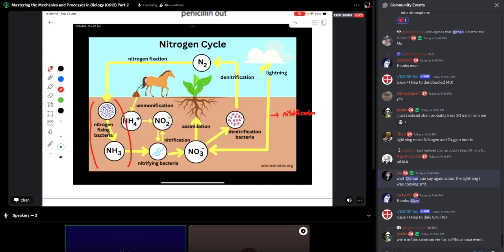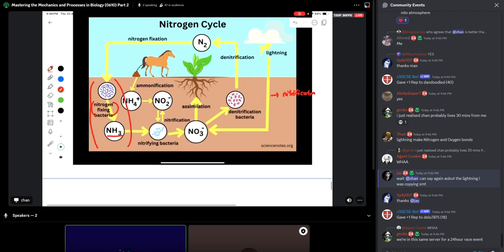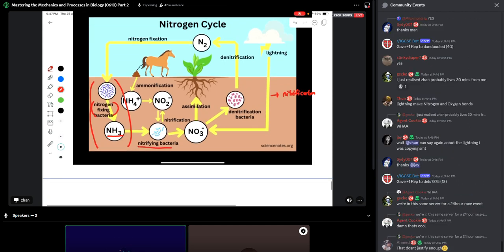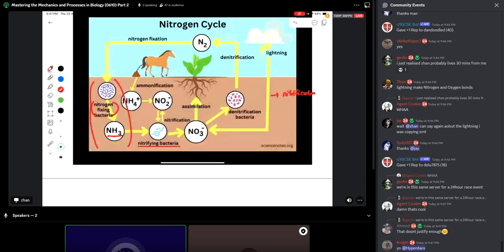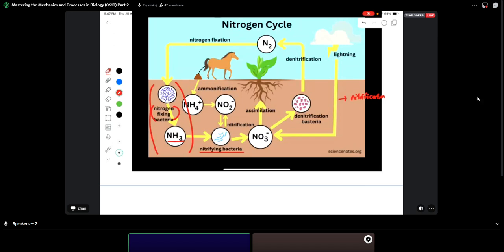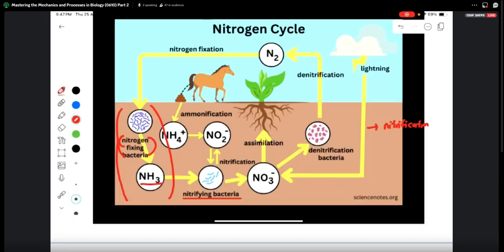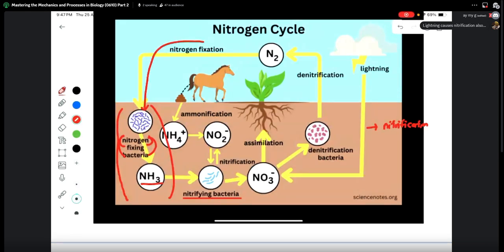So this nitrogen fixing bacteria will convert this into ammonia. Then the ammonia will be used by a nitrifying bacteria. Now I know you guys are confused. What's the difference between a nitrogen fixing bacteria and a nitrifying bacteria? Nitrogen fixing bacteria means nitrogen from the air. Can you see this direction it's going? It's going from the air to the soil. In our atmosphere, we have 78% nitrogen. So this nitrogen will be broken down into a much more soluble form, which is ammonia.